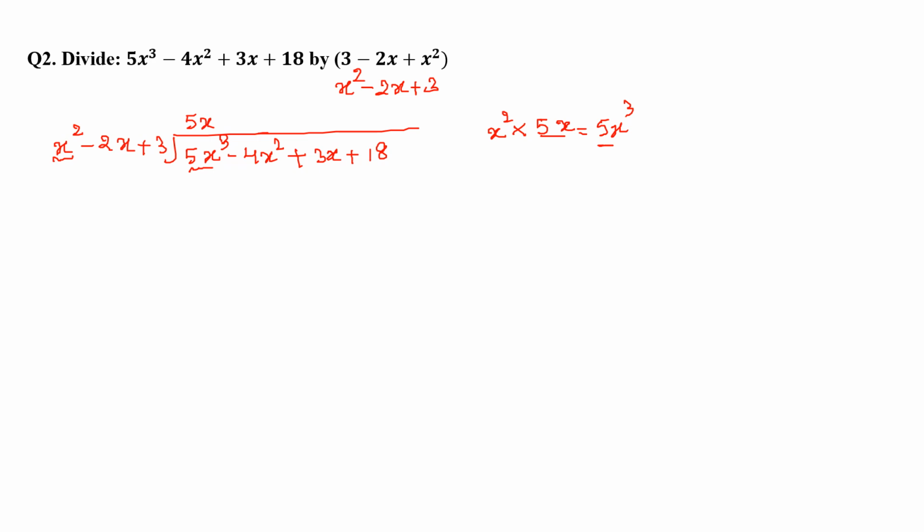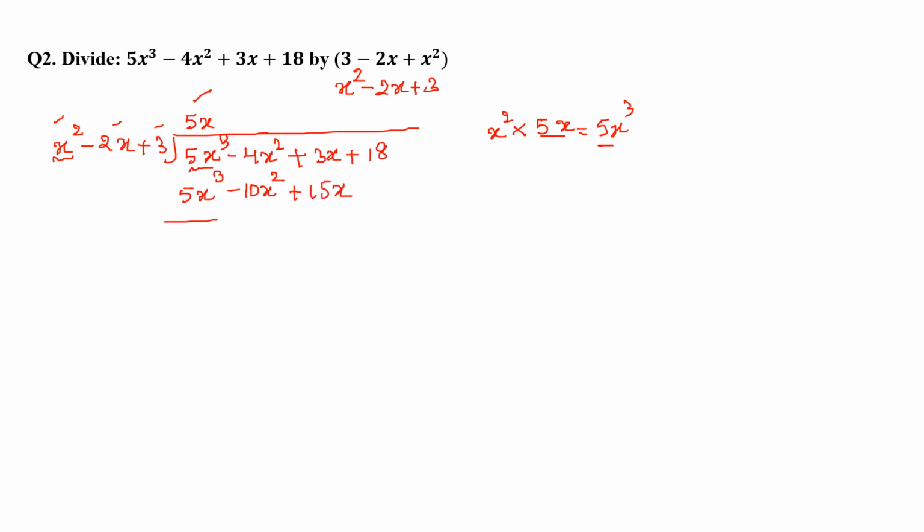Now the third step is I have to multiply all the terms of the divisor with the first term of the quotient. Now this is my first term of the quotient. Now I have to multiply all the three terms of the divisor with this quotient. So first x square into 5x will give me 5x cube. Then minus 2x into 5x will give me minus 10x square. Now you have to take care that the same degree should fall one below the other. Okay. Then 3 into 5x will give me 15x.